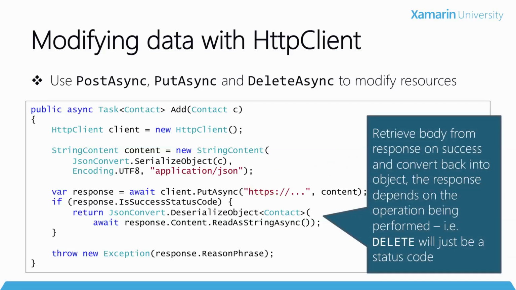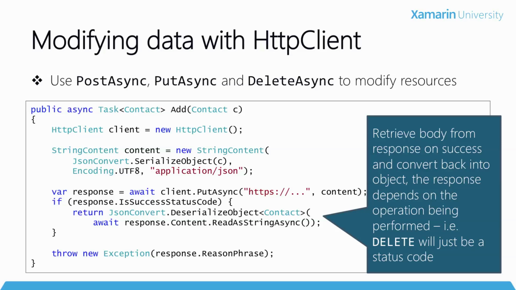And finally, we process the response by checking the status code, and if it's successful, deserializing the body back to an expected object by reading the content out as a string. Different HTTP operations will return different results, so the processing code will likely be unique to both the operation you're calling as well as their expected response.